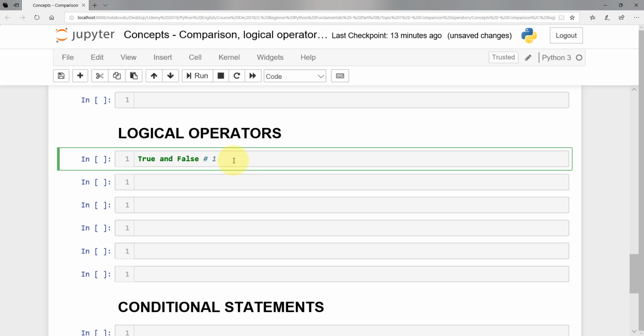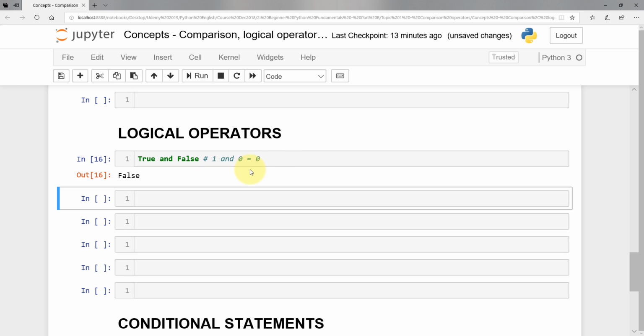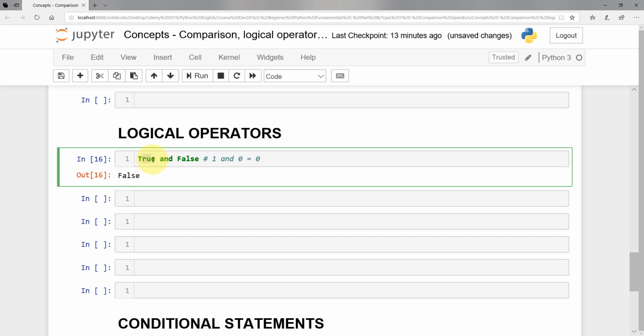So here I'm saying, is 1 and 0, what's the answer when I do 1 and 0? Think of the ANDing operation as simply multiplication. It's not clearly multiplication, but think of it that way. When you multiply 1 by 0, the answer will be 0, which is false. Let's run that, and that's actually what we have got here. So if I wanted to perform true and false, the answer is going to be false.